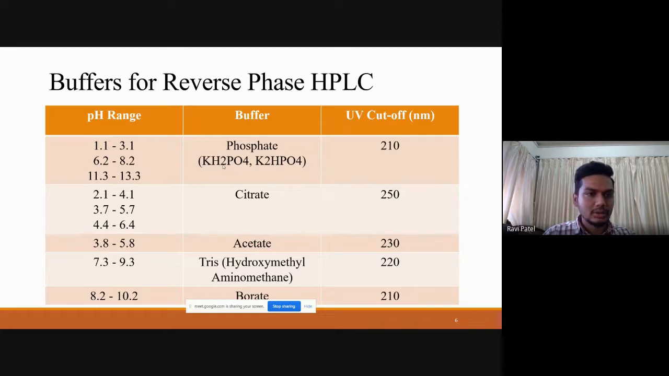Not only does it depend upon the pH range, but also the UV cutoff range. Each and every buffer has a different UV cutoff. Phosphate buffer has 210 nanometer, citrate buffer has 250 nanometer. Suppose I have a compound with a lambda max at 250 and I am using a mobile phase having citrate buffer, then there may be chances of interference from the mobile phase, so we are not getting proper results during the analysis. So UV cutoff is one of the important factors.